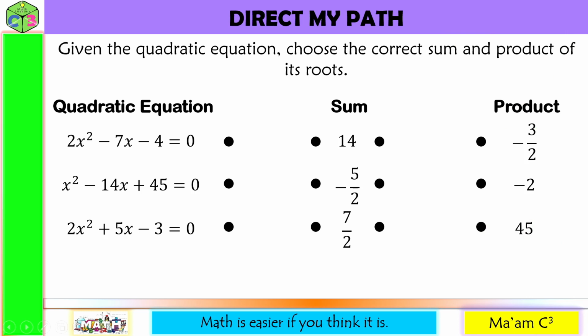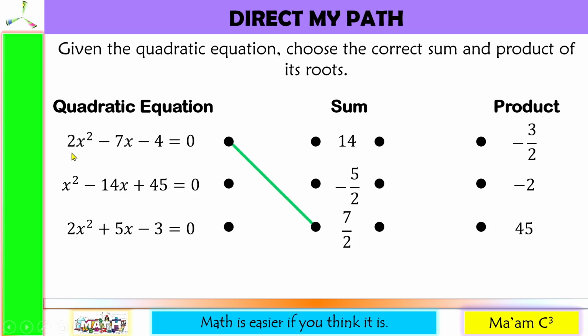The formula for the sum again is the negative of b over a. And for the product, we have c over a. Let's have the first one. We have 2x squared minus 7x minus 4 equals 0. The negative of negative 7 is positive 7 over a. So we have 7 over 2.